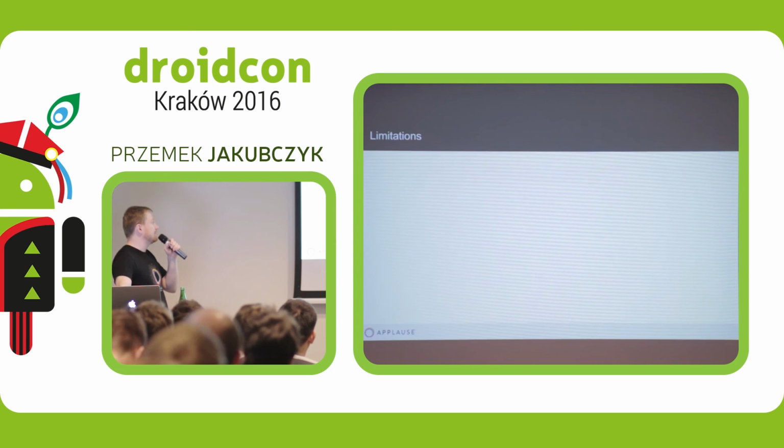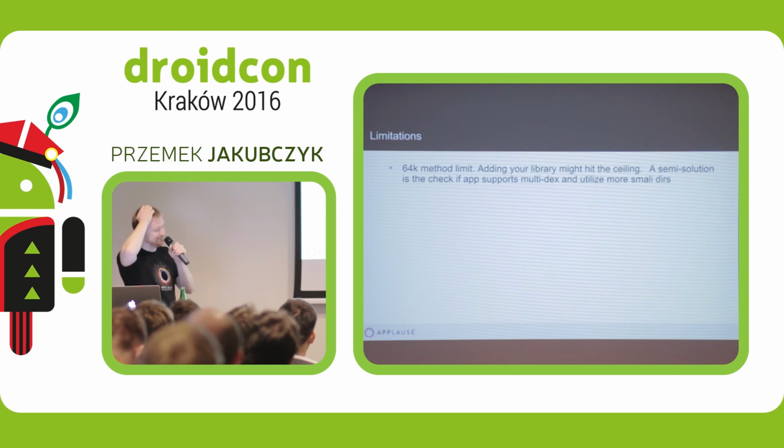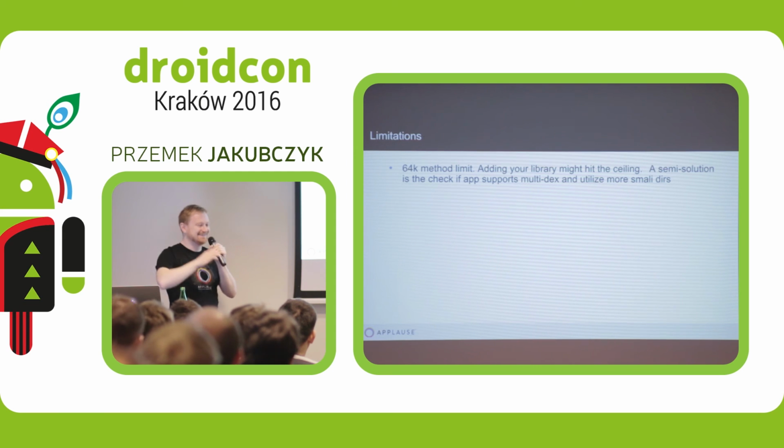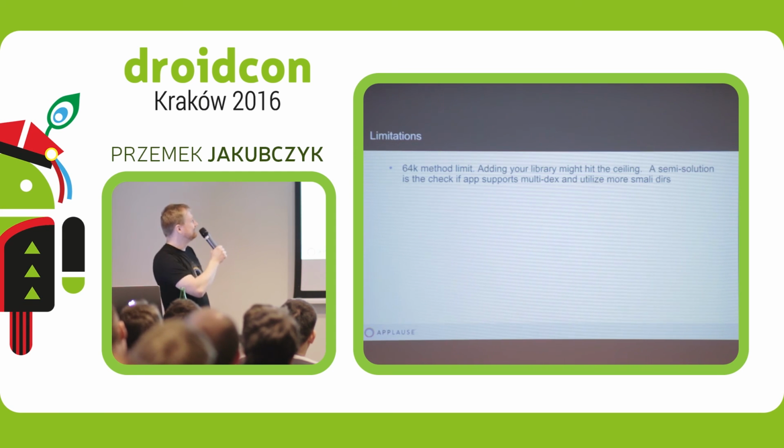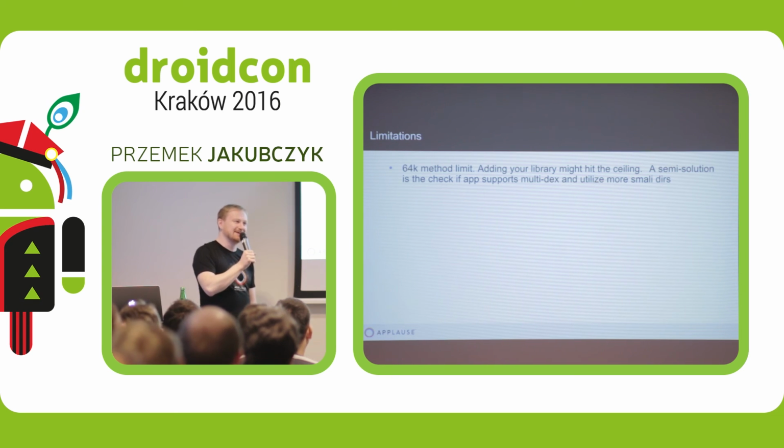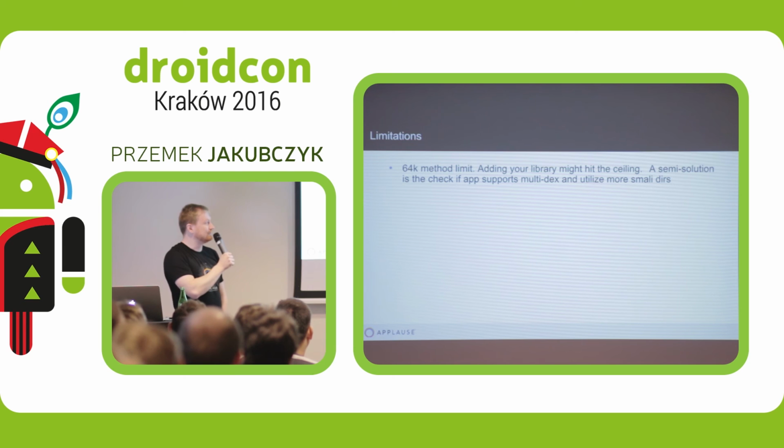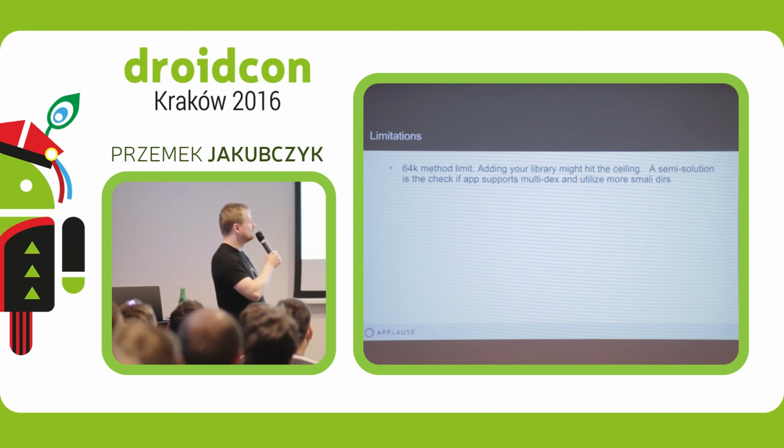What are they? So first of all is the famous 64K limit. It's like Bill Gates in the 80s, sorry. The authors of Android thought that 64K methods is going to be enough for any application you would imagine. They got it wrong a bit. So there is a solution Google introduced. It's called multidex.